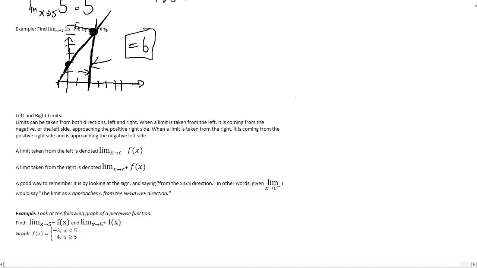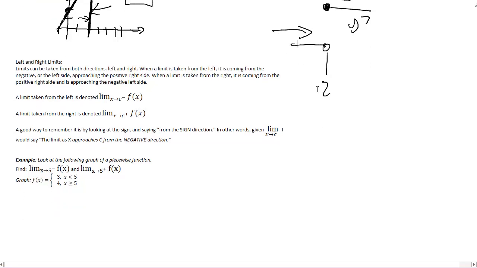For example, if we had a piecewise function at 2 and it jumped right here from some value to some other value, as you came from the positive direction, the value of y would be greater than if you came from the negative direction.